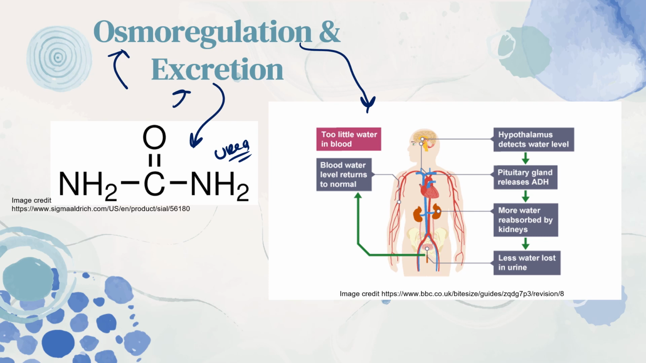Osmoregulation includes a whole lot of hormone feedback loops. When we notice with our hypothalamus that our water levels in the blood are a little bit low, we secrete a hormone. We're going to talk about this more in a couple slides. That's going to allow us to keep more water in the kidneys, which is going to get our water levels back up. This is osmoregulation.